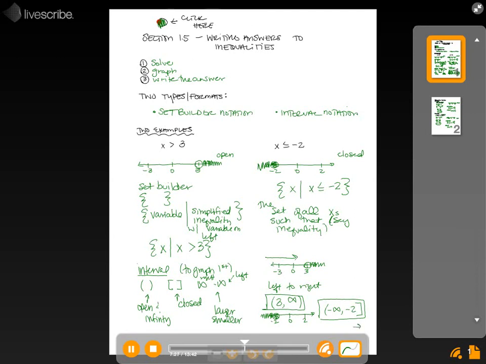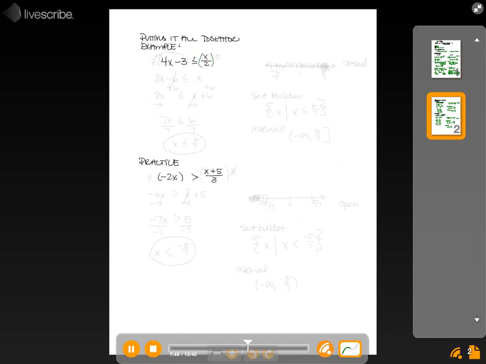Now we're going to do an example. And in the example, we're going to put all the stuff together. We're going to solve it, we're going to graph it, and then we're going to write our answers in both set builder and interval notation. So here's our example. We've got 4x minus 3 is less than or equal to x over 2. So to solve it, we're going to multiply both sides by 2. And we do that in order to get rid of our fraction.